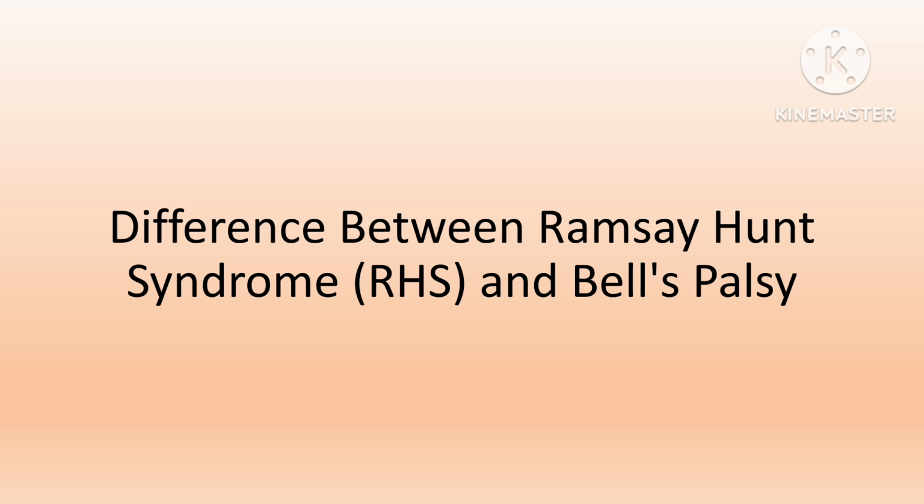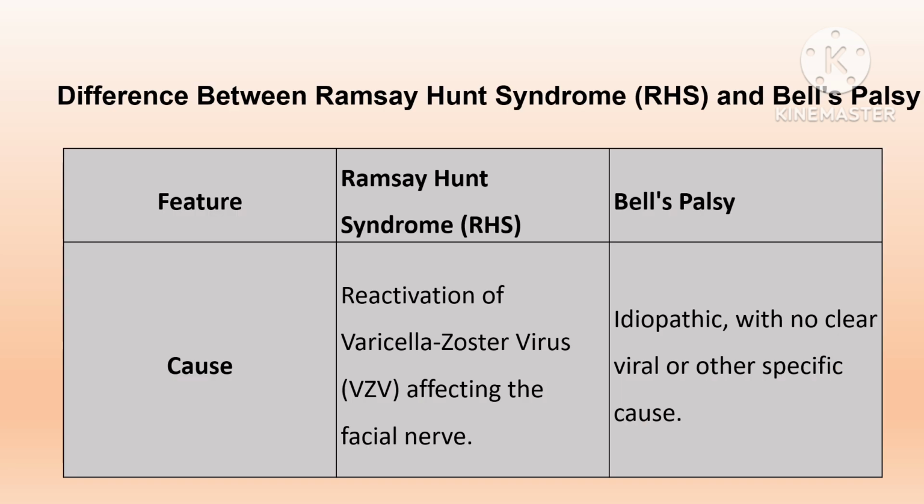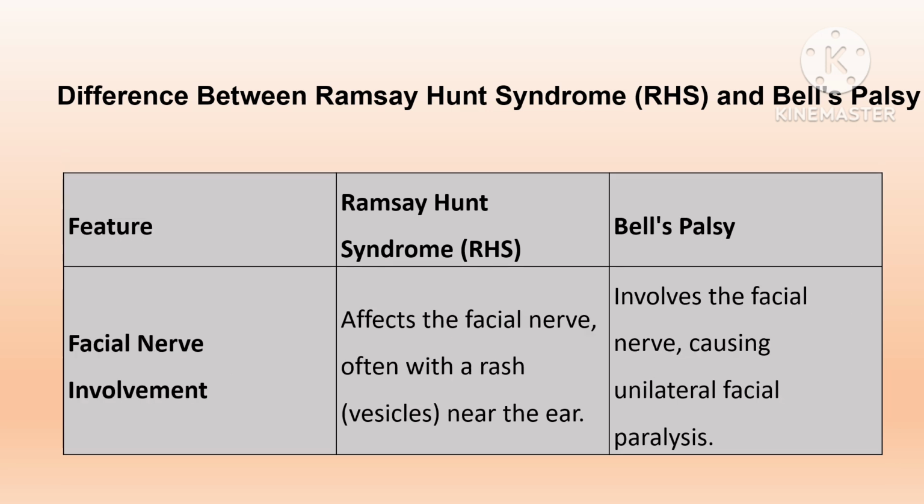Let's explore the key differences between Ramsay Hunt syndrome and Bell's palsy, as both conditions cause facial nerve paralysis, but with distinct causes, symptoms, and treatments. If we talk about the cause, Ramsay Hunt syndrome is primarily caused by reactivation of varicella-zoster, and the virus attacks the facial nerve, often along with a painful rash. In contrast, Bell's palsy is a condition where the facial nerve becomes paralyzed without a known cause, making it idiopathic in nature. Both conditions affect the facial nerve, leading to weakness and paralysis of facial muscles.